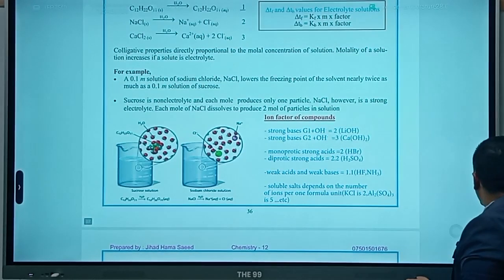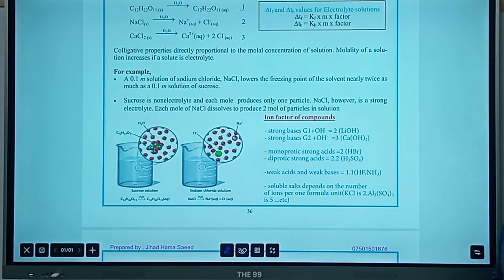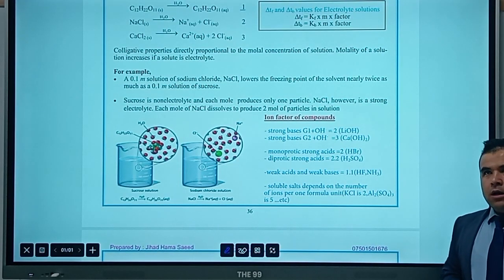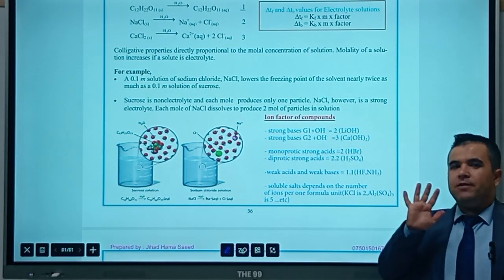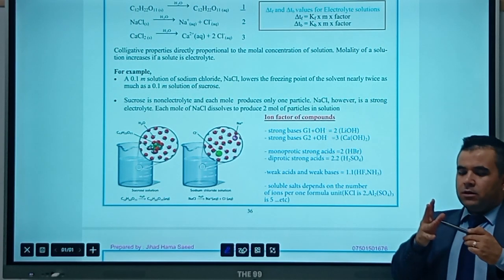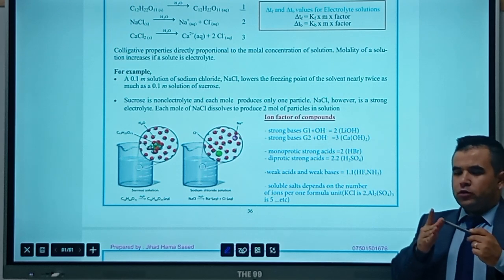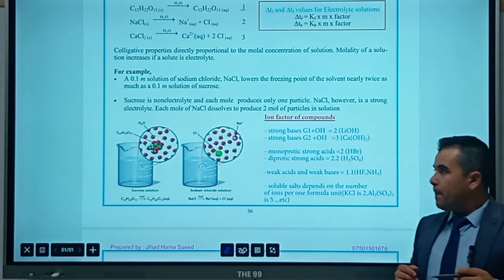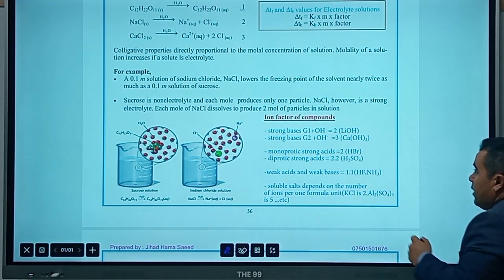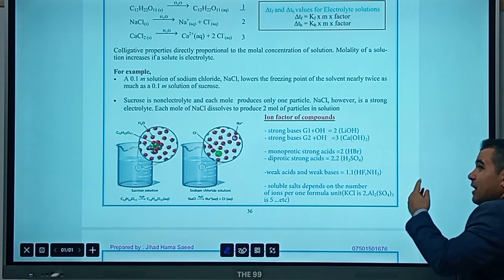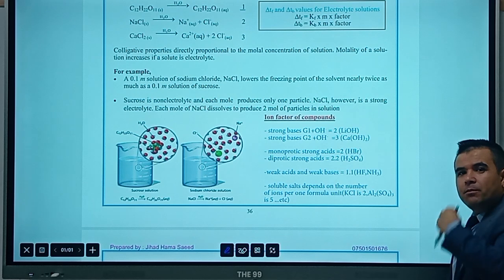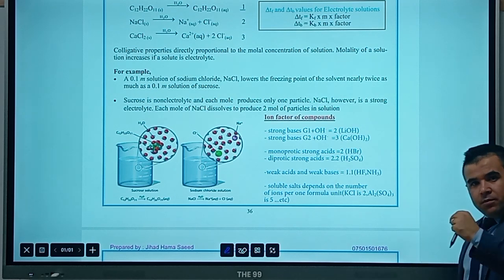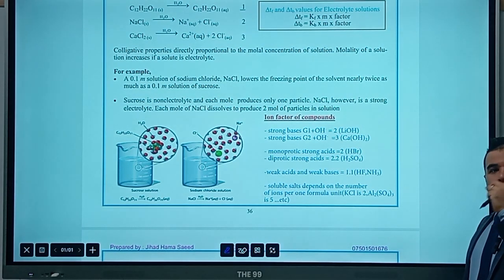But let us talk about the ion factor. What is the ion factor of the electrolytes? Guys, as you know, we have discussed 5 electrolytes: strong acid, strong base, soluble salt, weak acid, and weak base. The ion factor represents the number of particles per one formula unit of that compound.